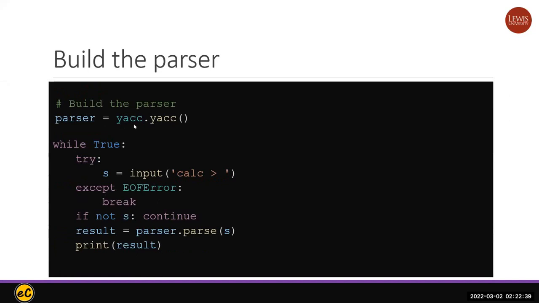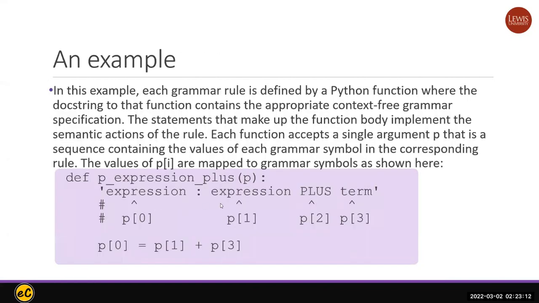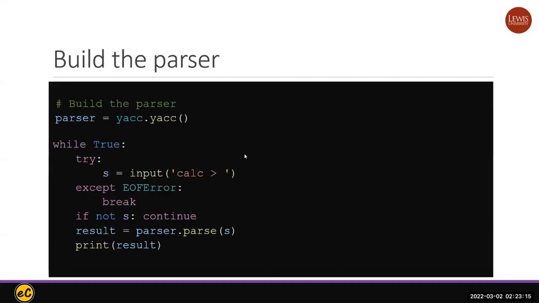And you can build a parser by yacc.yacc(). You do while True, and you create your input. Input is just getting a string. If there's no more string or the file ended, you would break. Otherwise, you pass the string to the parser and the parser will print the result. So this is a pretty simple way to run it.